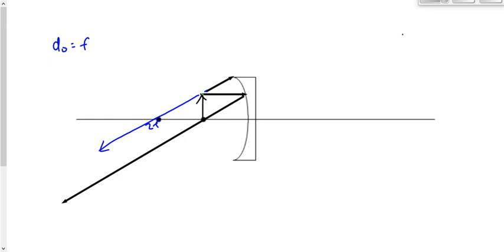It's going to reflect straight back upon itself. Hits the mirror, goes straight back where it came from. Now those two rays don't intersect, so we're going to extend them. And when we do, we find they still don't intersect. So what do we find about this? There is no image.